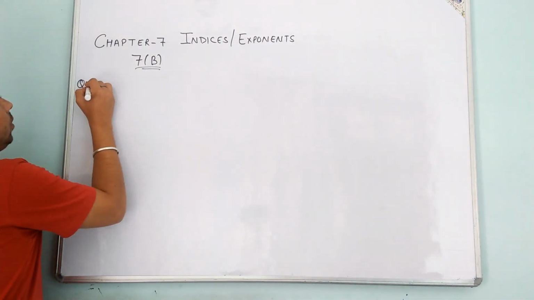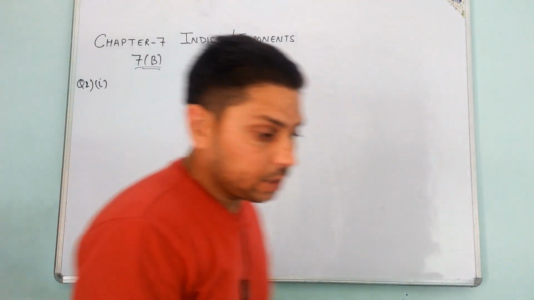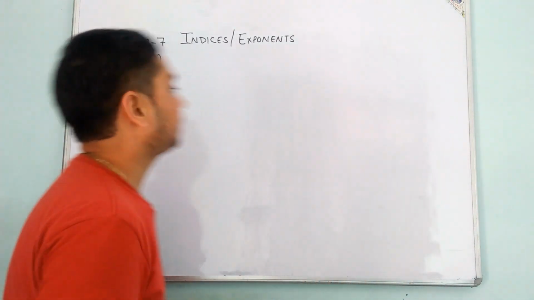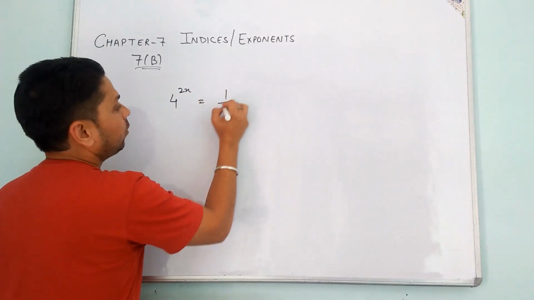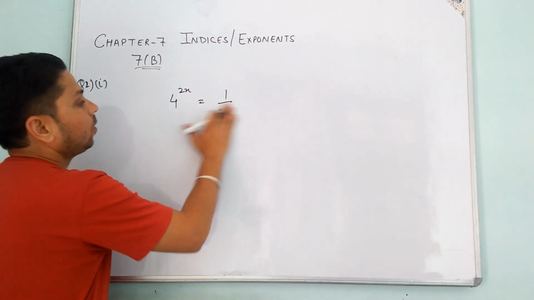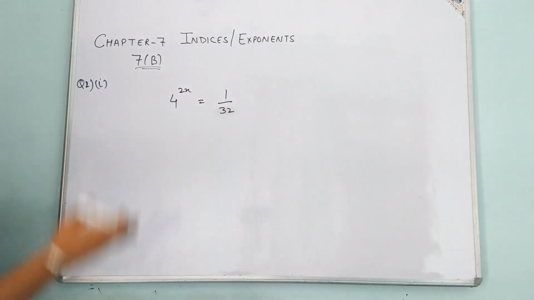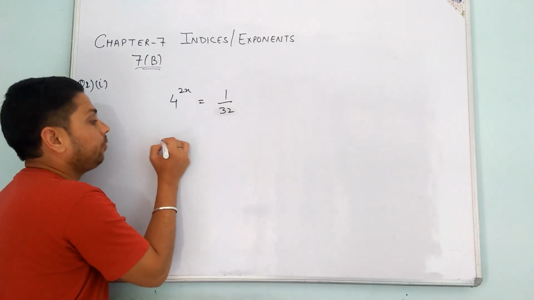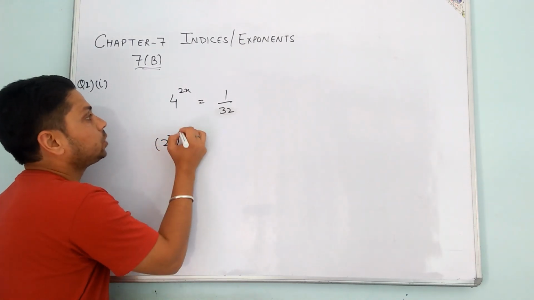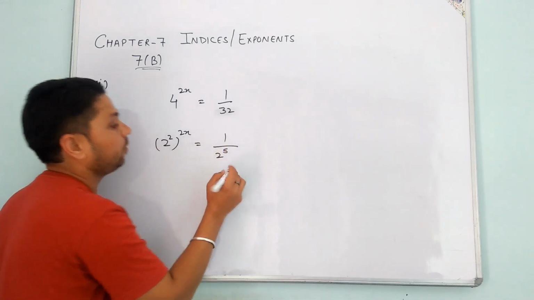Question number 2, first part. What is given in the equation? That is 4 raised to power 2x is equal to 1 over 32. Now, again, reduce the terms into least base. It will give you 2 raised to power 2, all raised to power 2x, is equal to 1 over 2 raised to power 5.